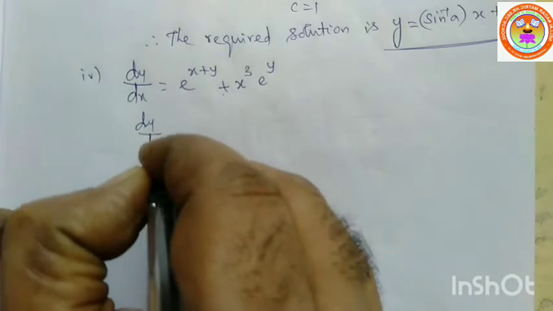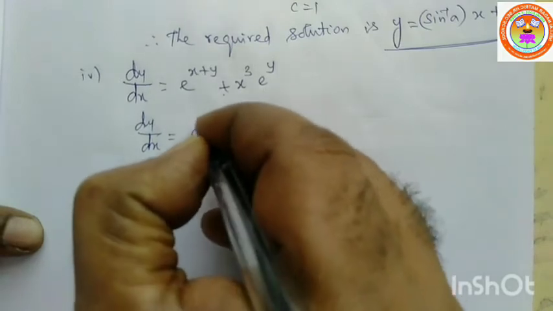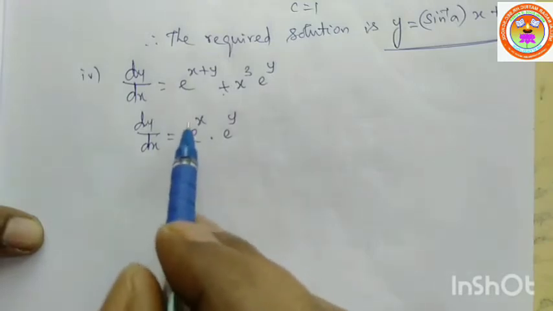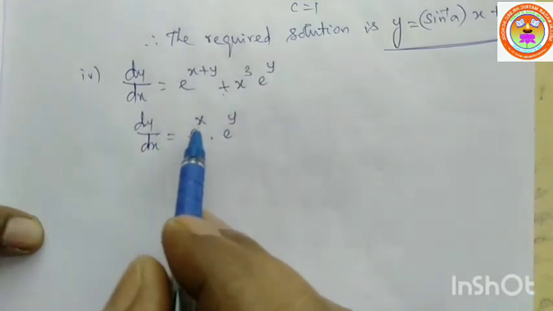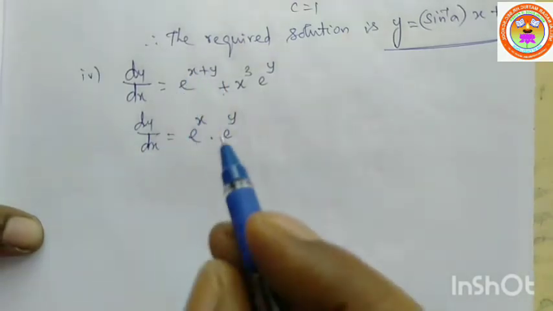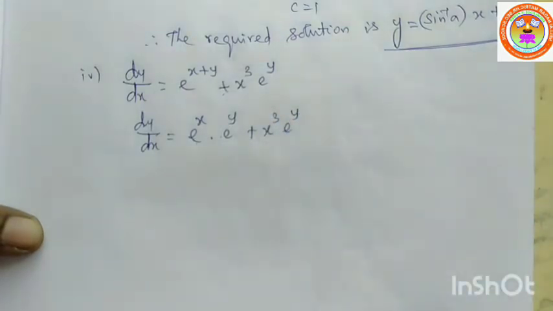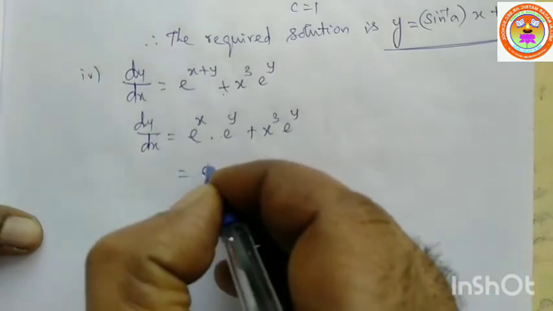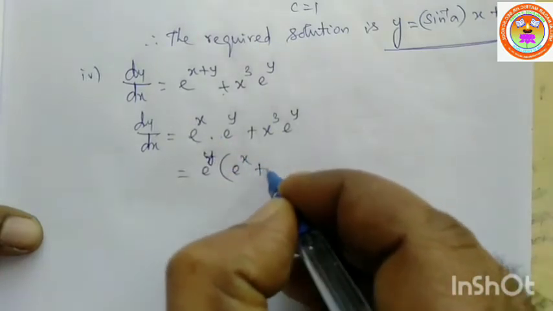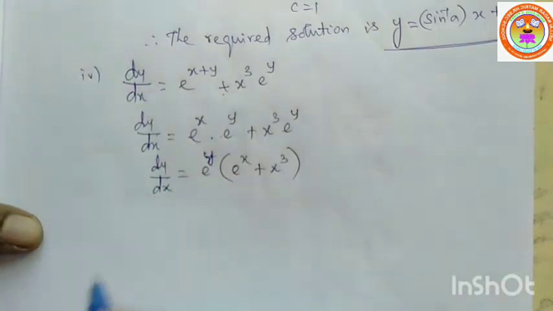dy by dx is equal to, this e power x plus y can be split into two, that is e power x, e power y. We know very well a power m into a power n is a power m plus n. So e power x into e power y is e power x plus y, plus x cube into e power y. Here e power y is common. If you take e power y outside, what is remaining? e power x plus x cube. Here we have dy by dx.